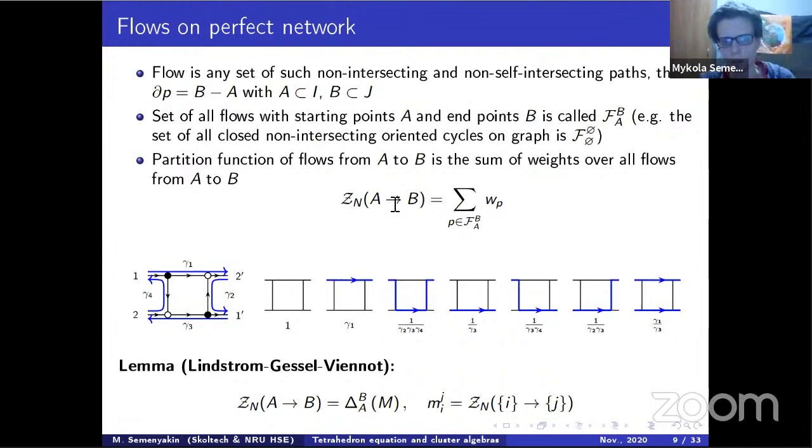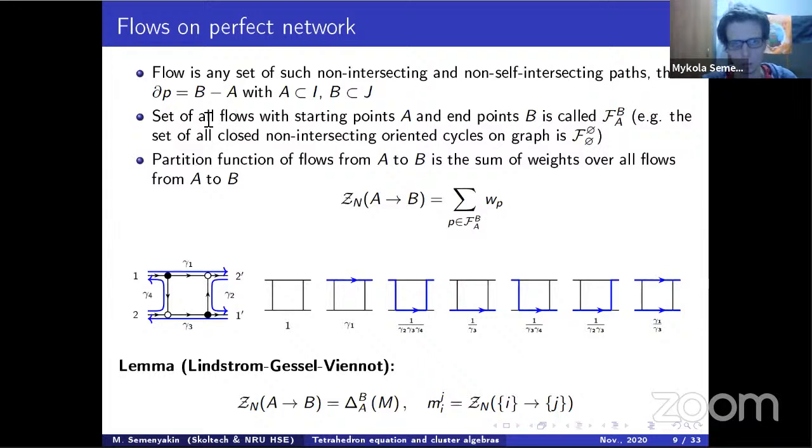The last definition here is flow. So a flow is just some subset of edges or half edges on this graph from which we construct paths, and these paths are non-intersecting and oriented along the graph, and their beginnings are sources, so they can't begin in the middle of the graph, and their ends are sinks of this planar network.